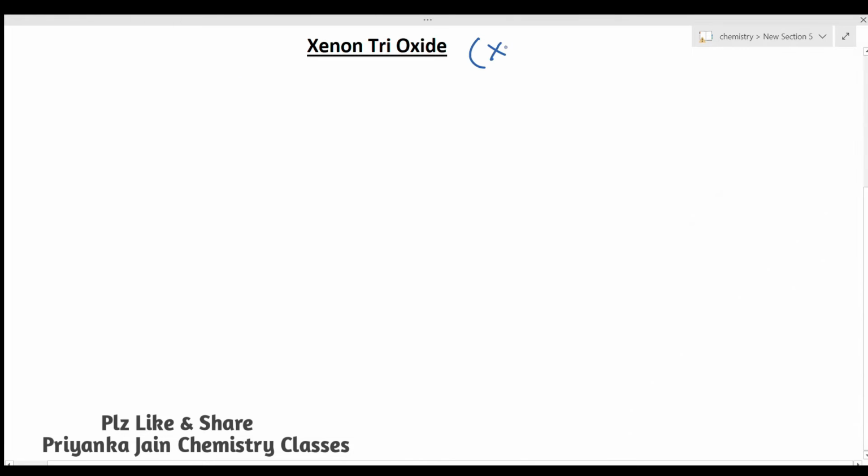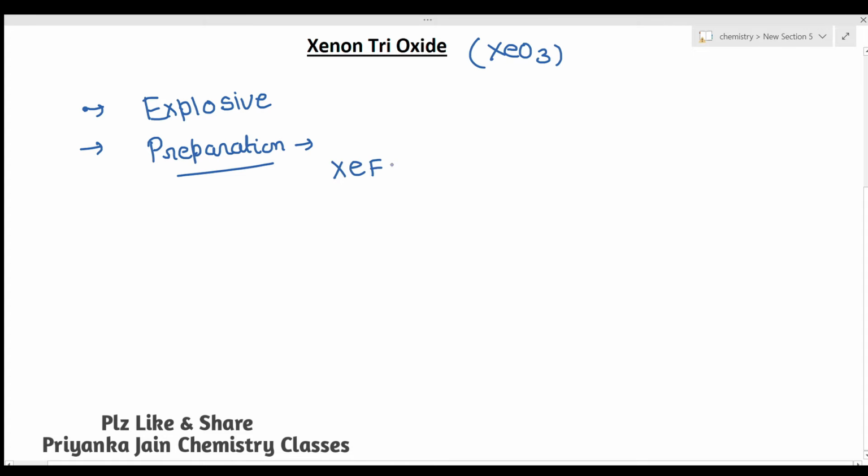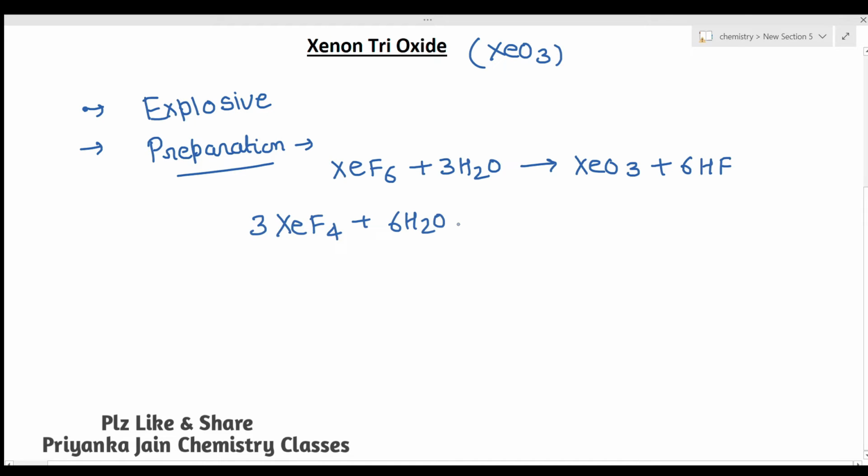Xenon trioxide, XeO3, is a highly explosive substance, and it is prepared by the hydrolysis of XeF6 and XeF4. See how it is prepared. Firstly, it can be prepared by the hydrolysis of XeF6. If hydrolyzed with 3 moles of H2O, it forms XeO3 and 6 moles of hydrogen fluoride. Similarly, it can be prepared from XeF4. 3 moles of it react with 6 moles of H2O and form 2XeO3 plus 12HF plus xenon.